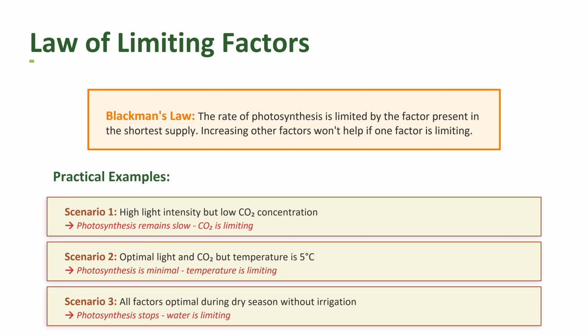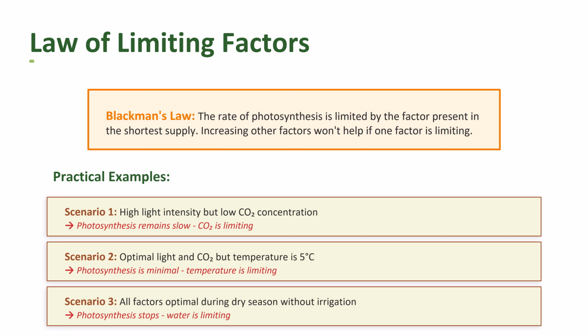Let's look at three practical examples of this in action. Scenario 1. Imagine a field with perfect bright sunlight but very little carbon dioxide in the air. Photosynthesis stays slow because carbon dioxide is the limiting factor. Scenario 2. You have perfect light and perfect carbon dioxide, but the temperature is freezing at 5 degrees centigrade. Photosynthesis will be minimal because temperature is now the limiting factor.